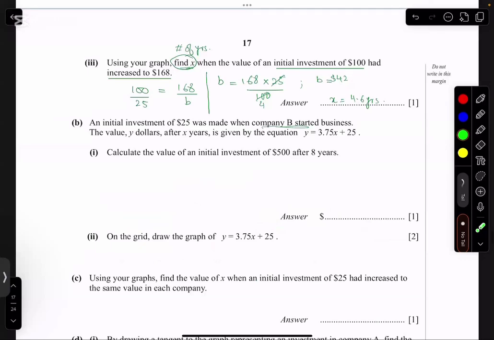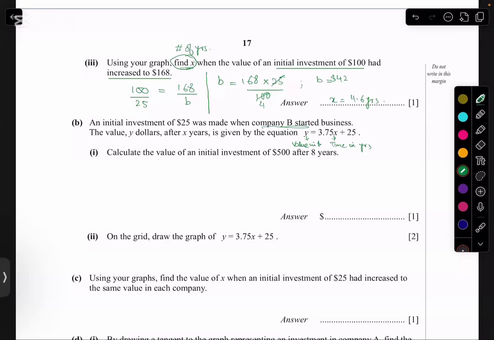So जब हम इस equation की बात कर रहे हैं, so this is y is equals to 3.75 times x plus 25. Plus 25 का मतलब है कि जब x 0 है, meaning initial investment, तो इनकी भी initial investment, what is that? It's a $25. So starting इन्होंने भी $25 से ही की है. So 3.75 times x. Again, what is x? You should know that x is the time period, time in years. And what is y? It's the value in dollars.